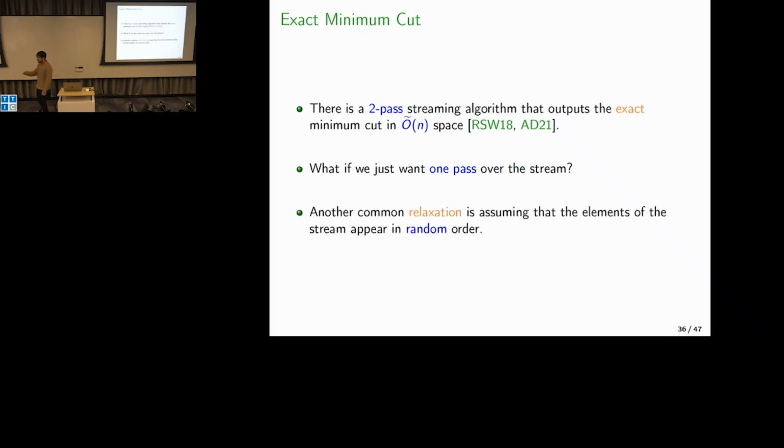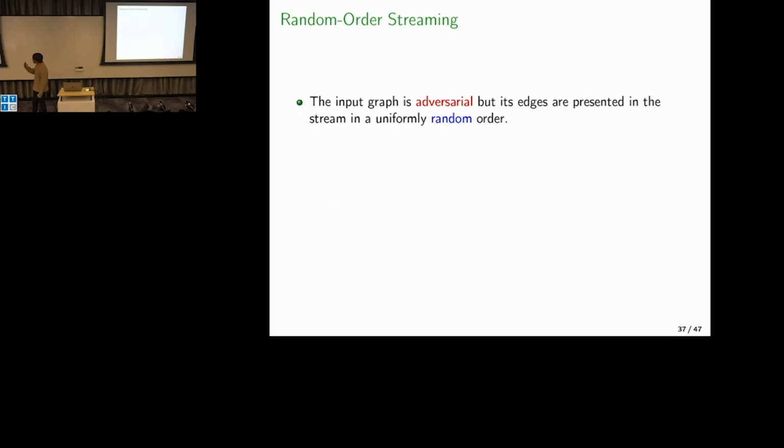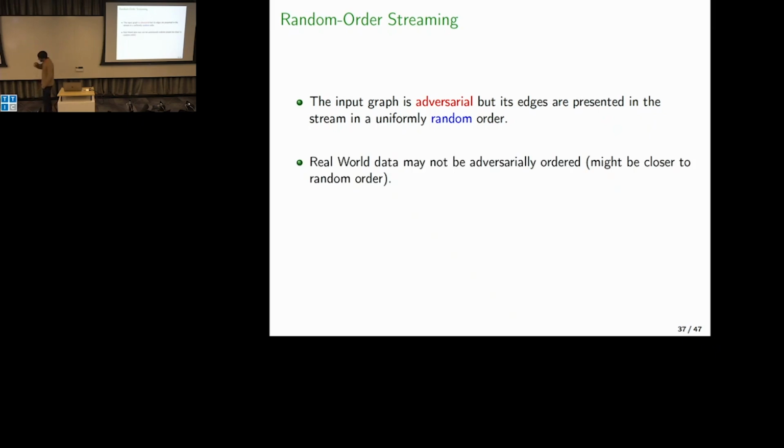Another relaxation that is common in the literature is the random order stream. Let me tell you what it is. Over here, the elements of the graph appear in a random order. Note that the adversary can still choose the graph, and the graph is still worst case, but its edges appear in a random order. And maybe there's some motivation that real world data might be adversarial, but maybe not adversarially ordered.